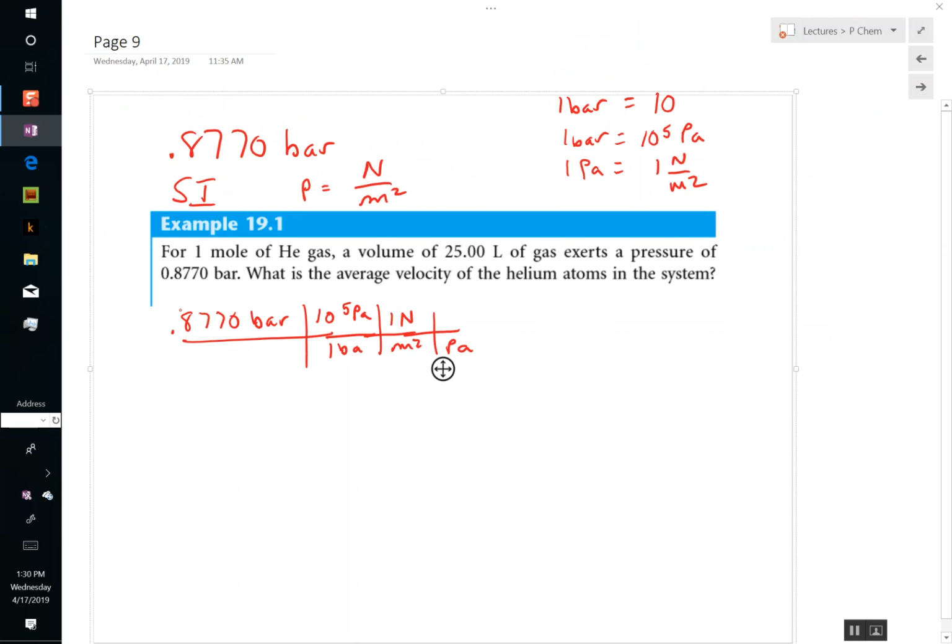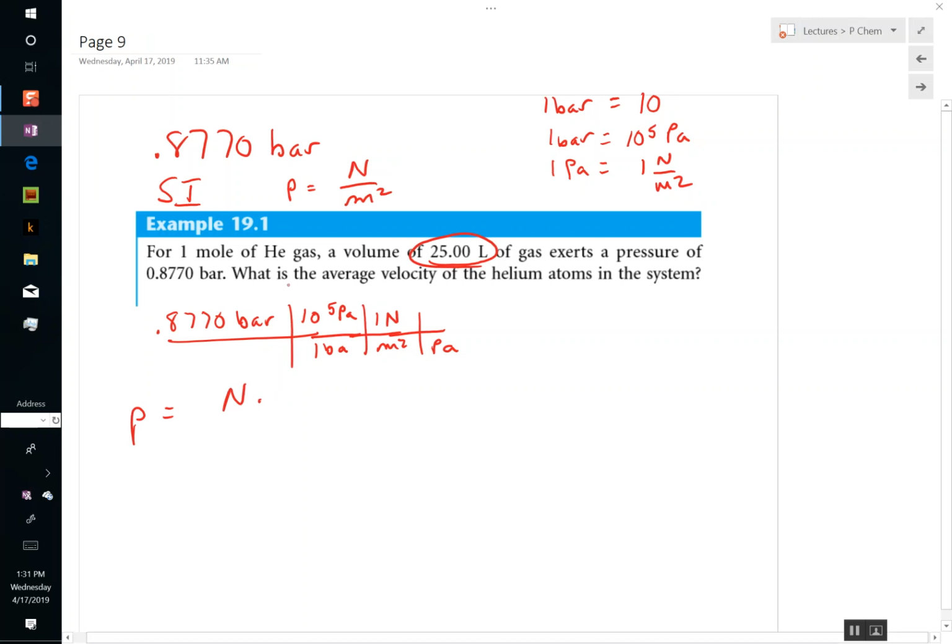So we don't need to worry about the volume in this case? Yeah, you do. Or we do, okay. We need the volume. Yeah, you need the volume. And what they want to know is the average velocity.